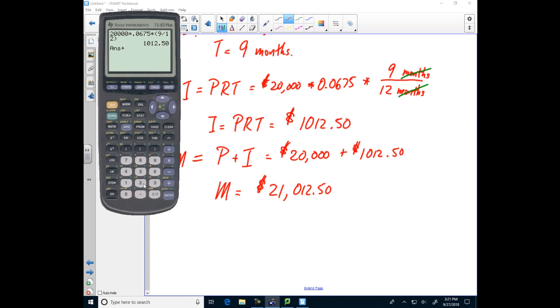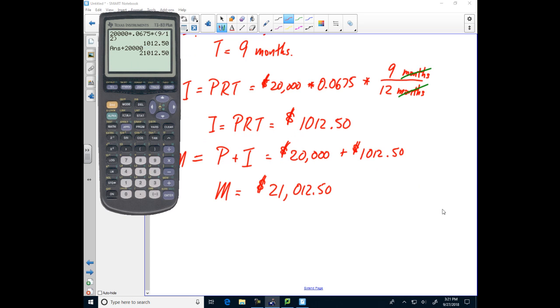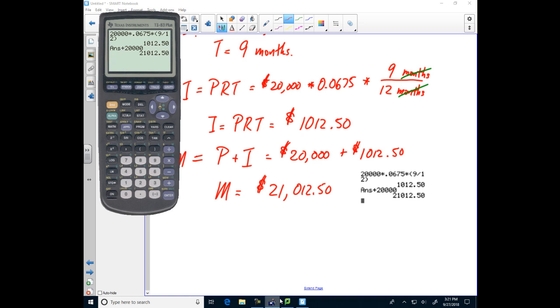Plus 20,000. And I'll make a copy of that. Paste. Everybody okay with that one? No, if you are, I want to show you something. Everybody okay?